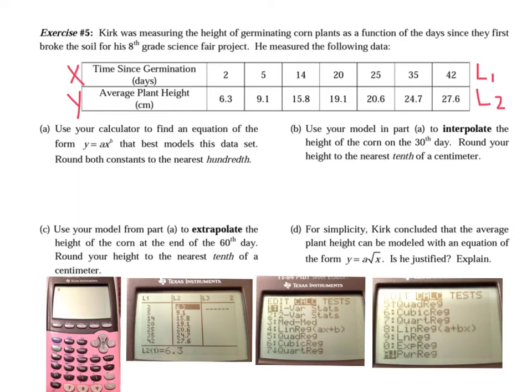Now, if you already have numbers sitting in your L1 and your L2, you want to highlight the L1 and hit the clear button. You do not want to choose delete. If you accidentally hit delete, it's not the end of the world, but just bring your calculator to me tomorrow and I'll make sure I fix it. And so you can clear out those ones and then you can go down, just be very careful.